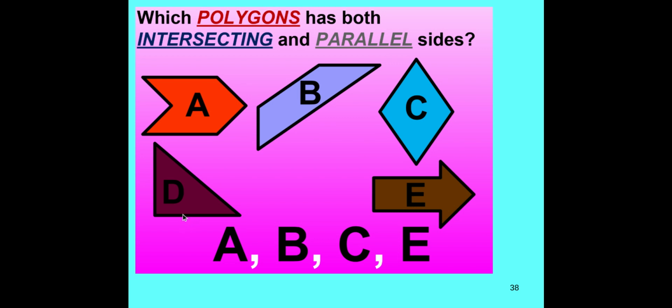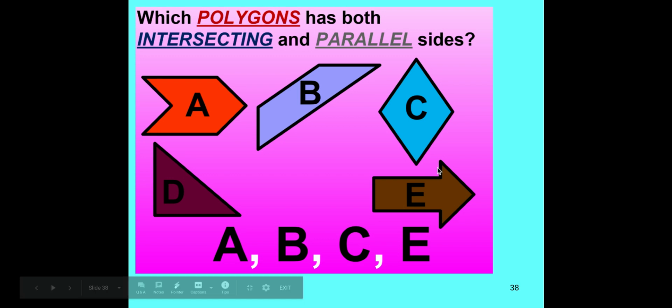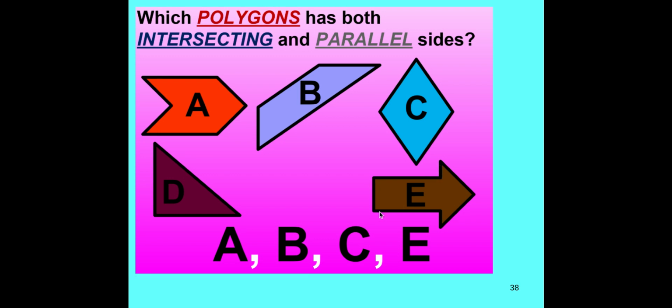D does not work because there are no parallel sides. They are intersecting, but I do not have any parallel sides. And E does have parallel sides. This is parallel with this. And we also have this one here with these vertical lines as well. So this would be parallel with this. And we also have intersecting sides that make not perfect right angles.